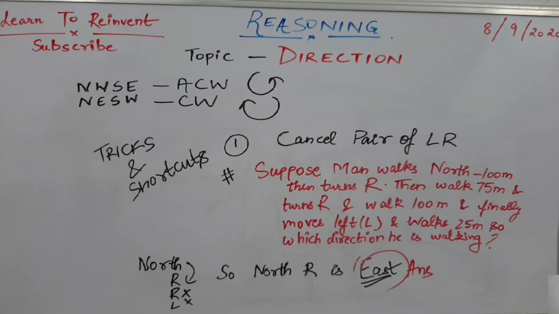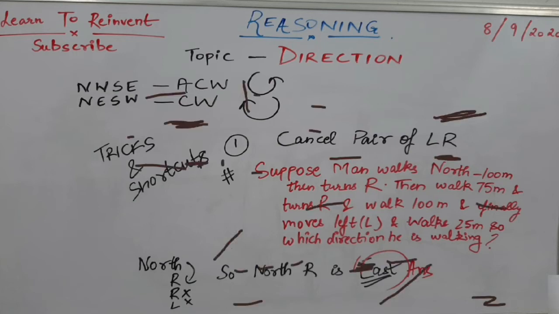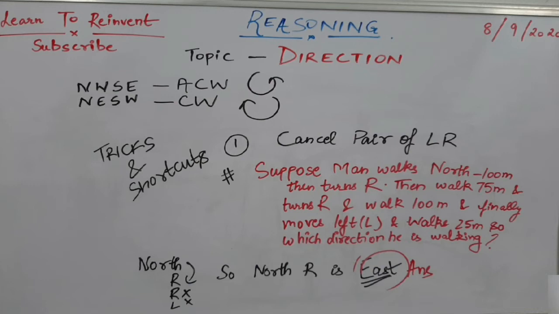Okay, so what is the clockwise direction and the anti-clockwise direction? In the diagram, you can see the direction is shown: north, west, south, east would be the anti-clockwise direction, and north, east, south, west would be the clockwise direction. In the earlier slide, you could have seen it.